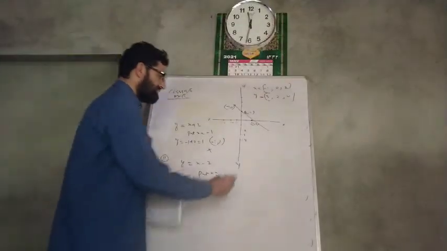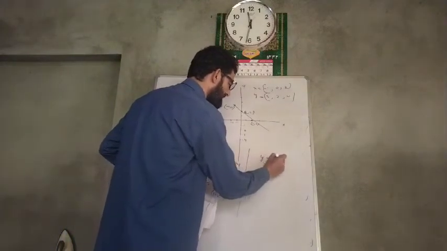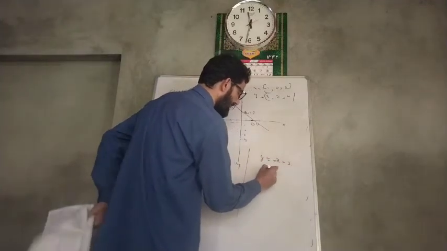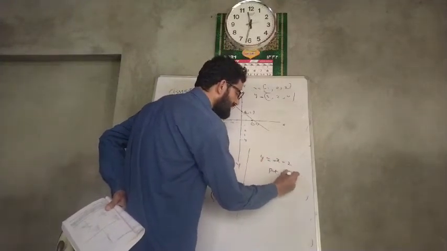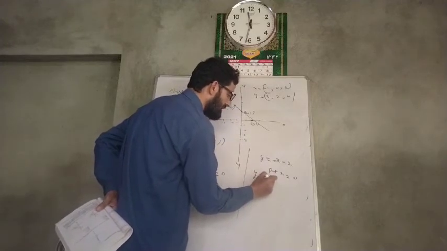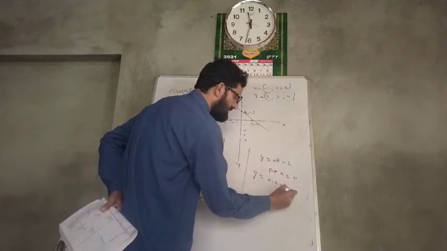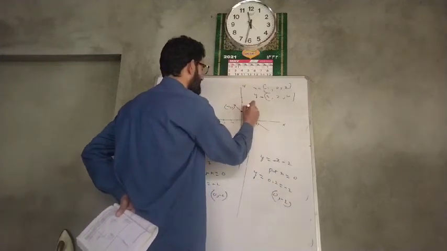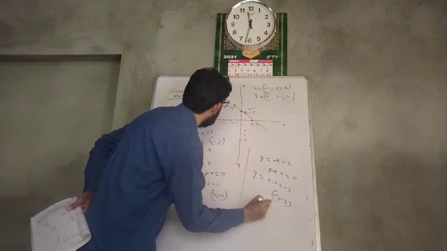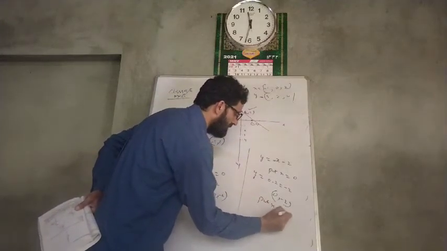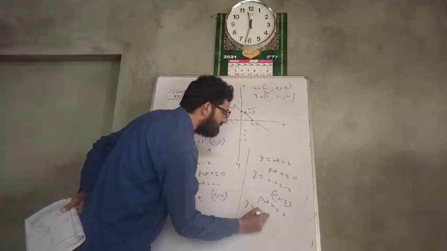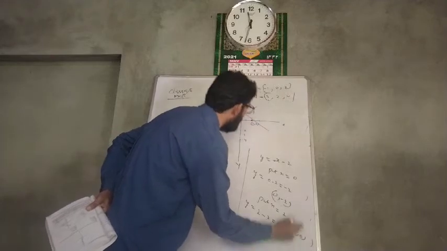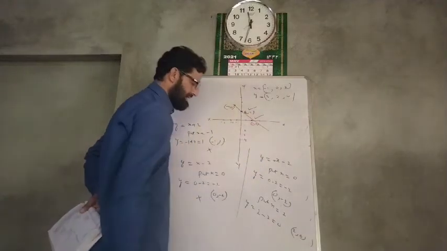Now the third one is y is equal to x minus 2. Now put x is equal to 0, y is equal to 0 minus 2, that is minus 2. So 0, minus 2. Yes, 0, minus 2 is here. Now put x is equal to 2. So what is y? y is 2 minus 2, which is 0. So 2, 0, yes, this is here also. 2, 0 is again here.